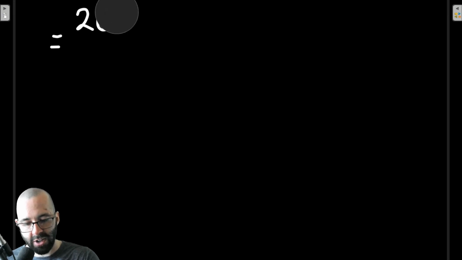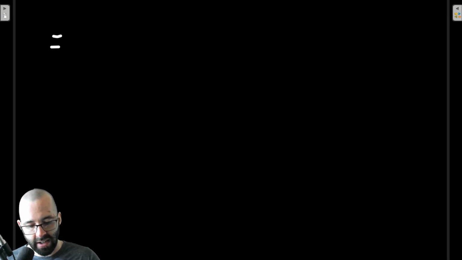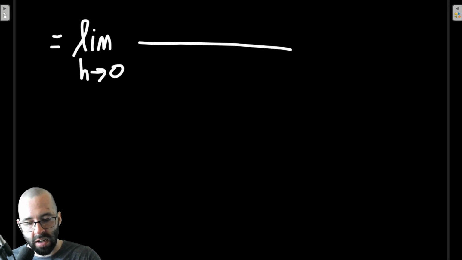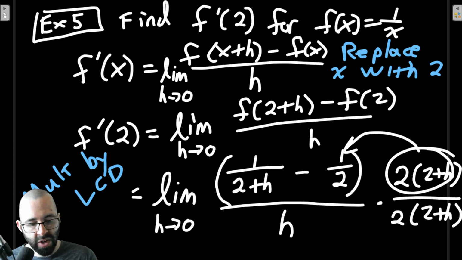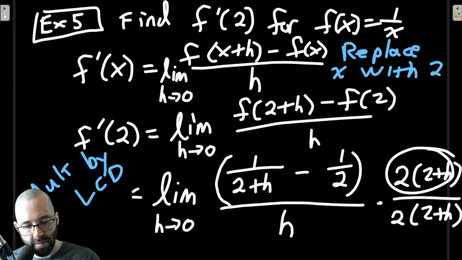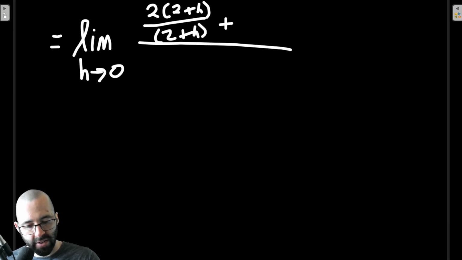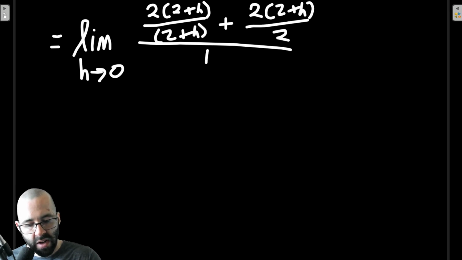Jason, you're forgetting your limit again. Don't do that. The limit as h goes to 0 of 2 times 2 plus h over 2 plus h. And for the other one, it's this times this. It goes in the numerator, so 2 times 2 plus h divided by 2. Oh, I forgot to undo the circle. And the denominator is still h times 2 plus h.